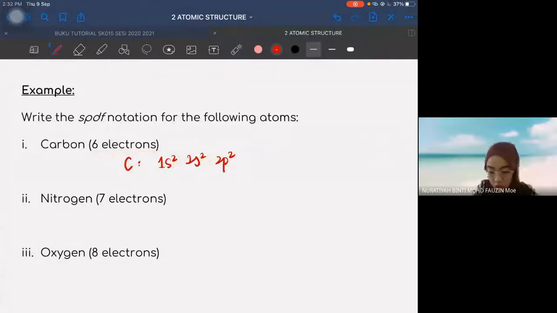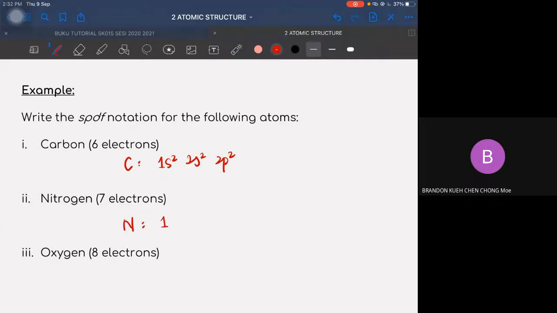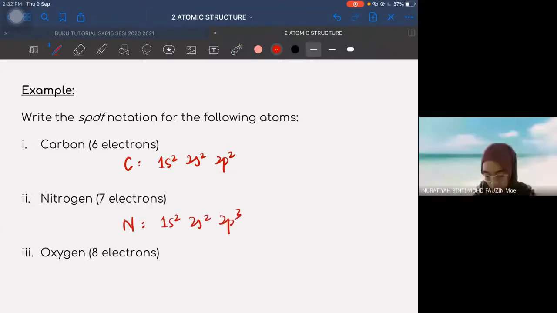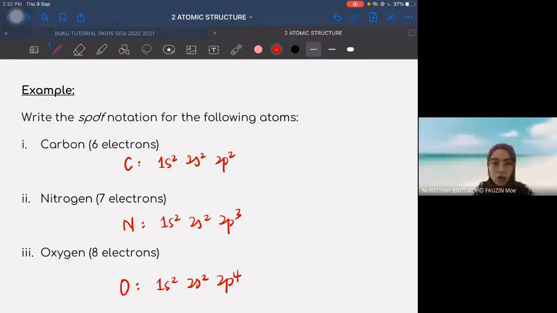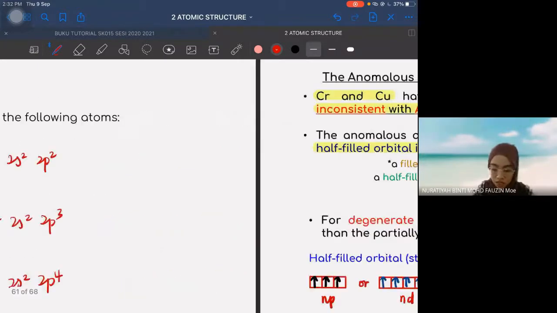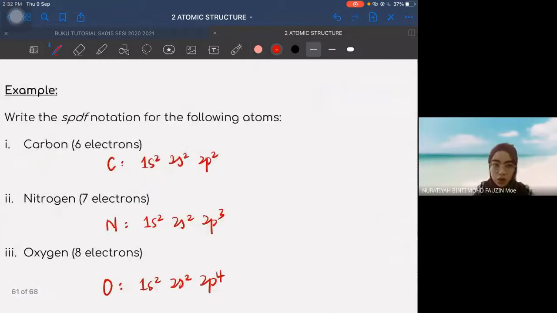Okay. Next, nitrogen. 1s2, 2s2, 2p3. Okay. So that's nitrogen. Oxygen. 1s2, 2s2, 2p4. 2p4, okay. So that is your SPDF notation. Alright, SPDF notation.